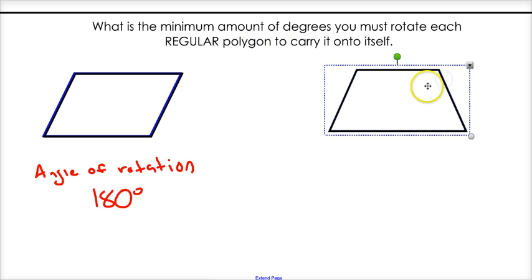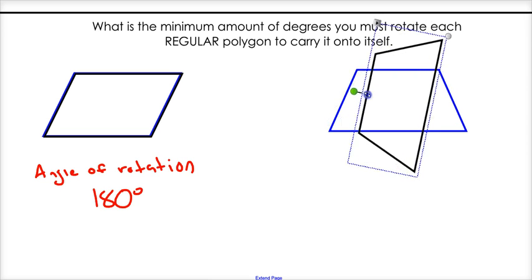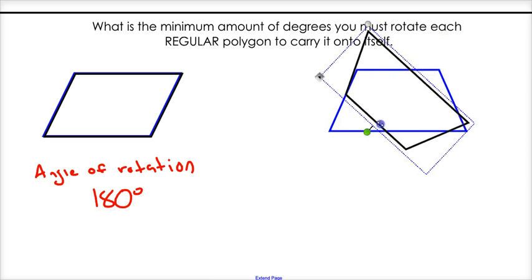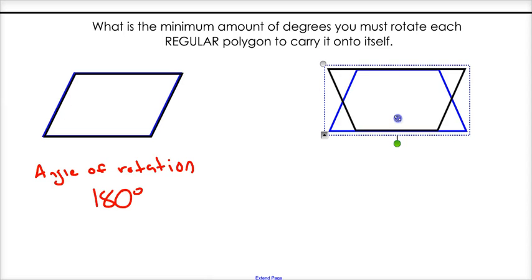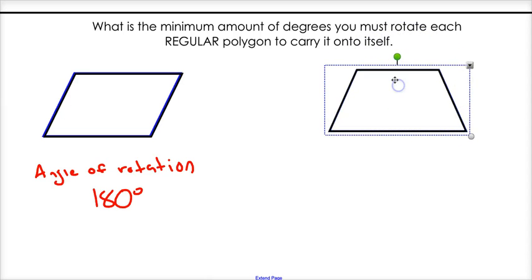In this one we have a trapezoid, and we're trying to figure out how many degrees we must rotate it to carry it onto itself so it looks exactly the same. Well, let's try it. Go 90 degrees. Nope. We can go 180 degrees. Nope. 270. Nope. And you'll notice here that you have to go all the way around.